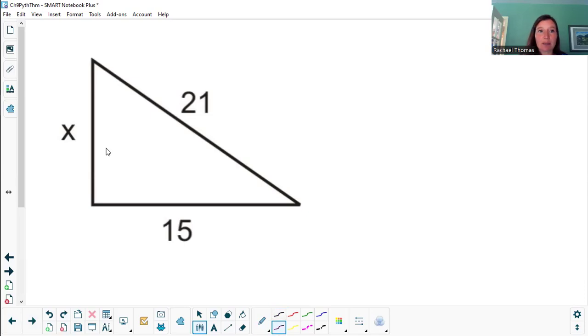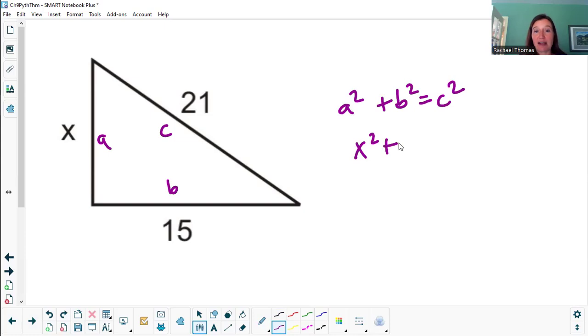Okay, now what if the number that we're looking for is not the longest side? Let me go through an example where a is the number that I'm looking for and not c. So I write out a squared plus b squared equals c squared again, but now a is a variable, it's x. So when I run my calculator to crunch some numbers here, I can't do one step. I can't do 15 squared plus 21 squared. I have to take them one at a time. 15 squared is 225. 21 squared is 441.